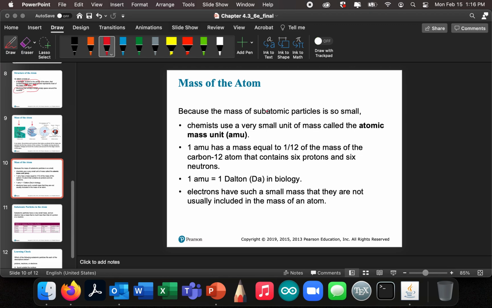Because the masses of subatomic particles are so small, chemists, instead of measuring them in kilograms or grams, use a very small unit called the atomic mass unit. One atomic mass unit is defined as 1/12 of the mass of a carbon-12 atom, which has 6 protons and 6 neutrons. So each proton and neutron is about 1 AMU. It's about 1 atomic mass unit.